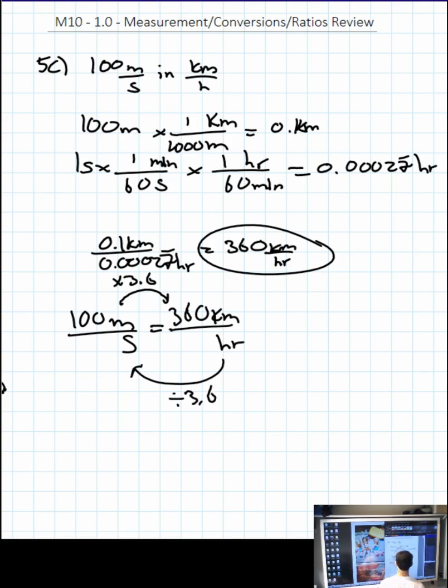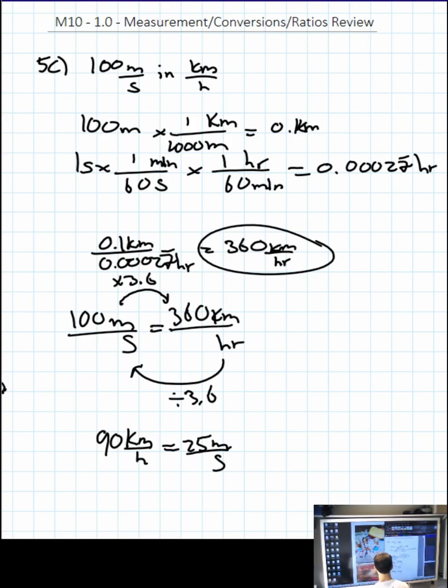A good thing to memorize is that the speed on the highway is 90 kilometers per hour. You want to write that one down? 90 kilometers per hour is exactly equal to 25 meters per second. I like to memorize that one. It reminds me which way to go: multiplying by 3.6 or dividing by 3.6.